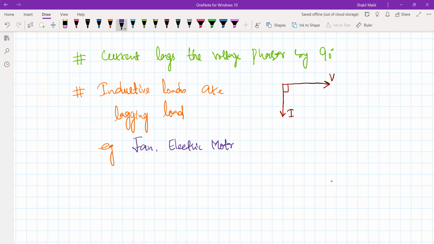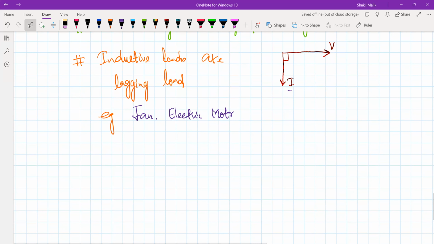Now, what do we mean by lagging loads? That current is lagging the voltage. In these circuits, current is lagging the voltage. And the most important point, Q is positive. So whenever you compute S, and S is P plus jQ, if Q is positive here, you can directly consider that this is a lagging load or inductive load.